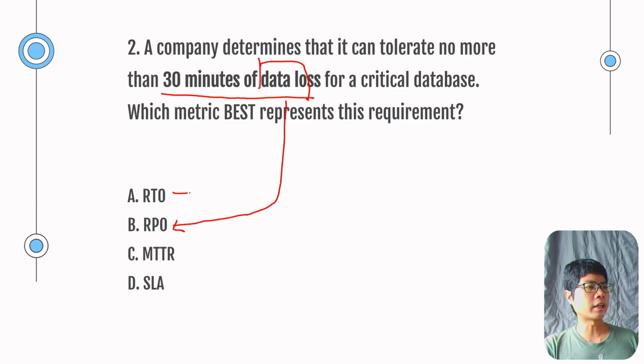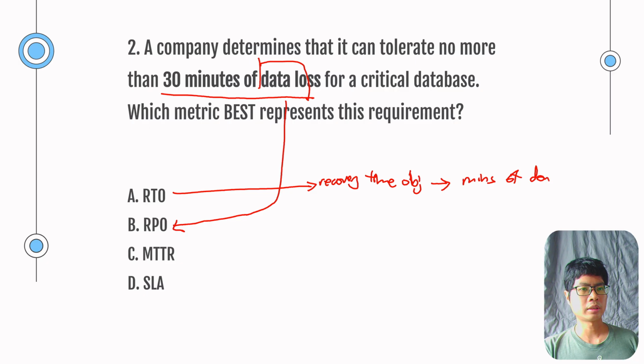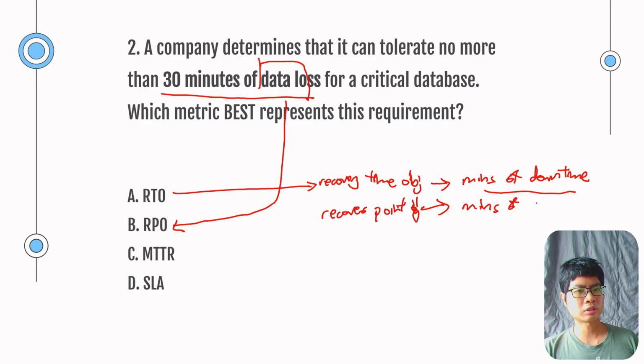So let's take a look at RTO first, or the recovery time objective. And the keyword for recovery time objective is how many minutes of downtime and not data loss. So when we look at downtime, we are looking at how long the system can be down. And when we talk about RPO, or recovery point objective, we are looking at how far back, or what point the backup has to be. And so we are looking at how many minutes of data loss.